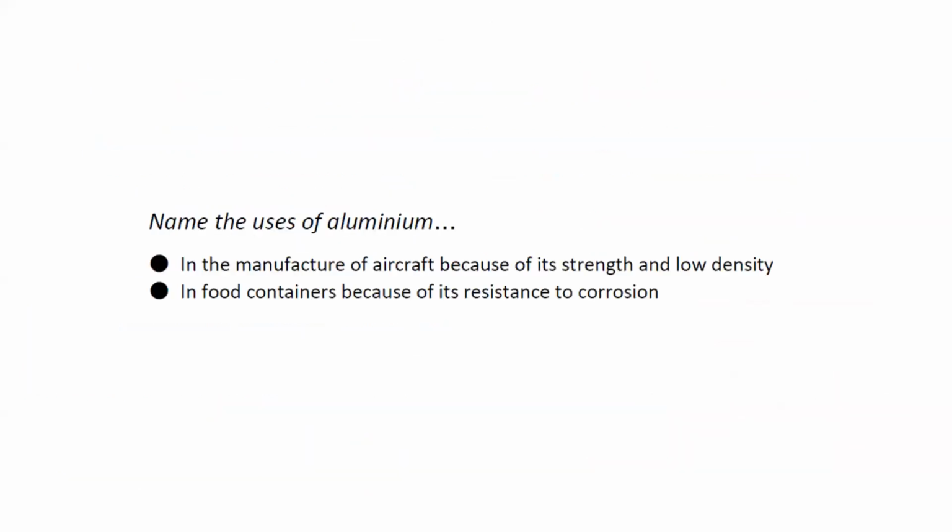Then what are the uses of aluminium, where do we use aluminium? Because aluminium has a low density, it is used for aircraft bodies, because of good strength and low density. Food containers are also made of aluminium because it resists corrosion, it does not rust. Iron food containers you normally don't find, because iron rusts.